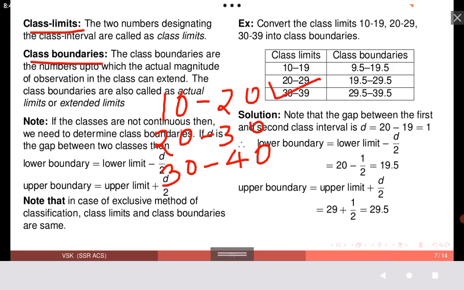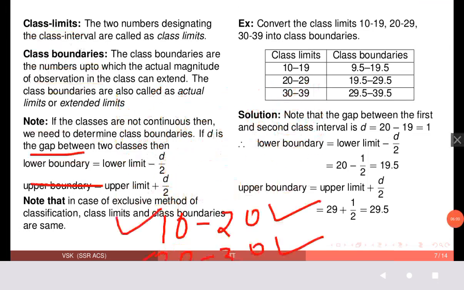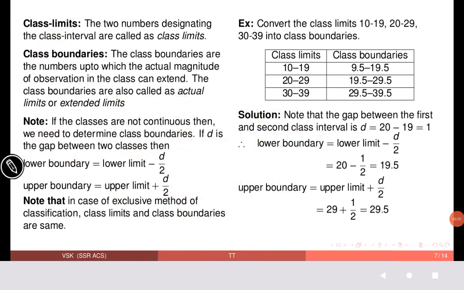What is the class limit of this? The class limit is 10 to 20. What is the class boundary? The class boundary is again 10 to 20. Here the class limit is 20 to 30. What is the class boundary? That is also 20 to 30, and so on. But if it is written in the inclusive form, then there is a difference.